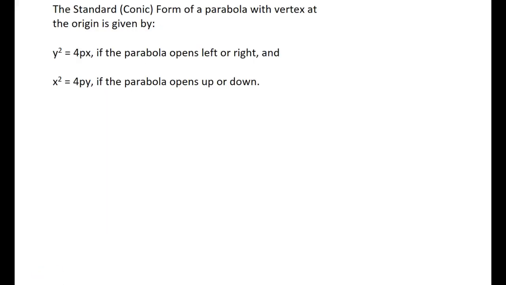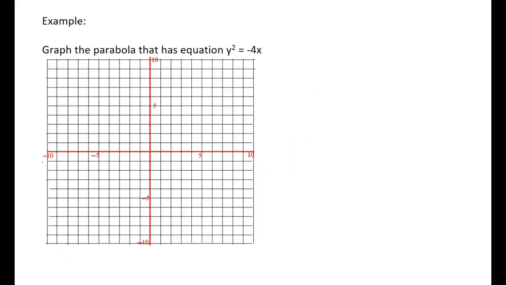So now let's look at another way of expressing the equation of a parabola. The standard conic form of a parabola with vertex at the origin, that means the vertex is at 0, 0, is y squared equals 4p times x if the parabola is opening left or right, and x squared equals 4py if the parabola is opening up or down. And let's do an example. Graph the parabola that has the equation y squared equals negative 4x.